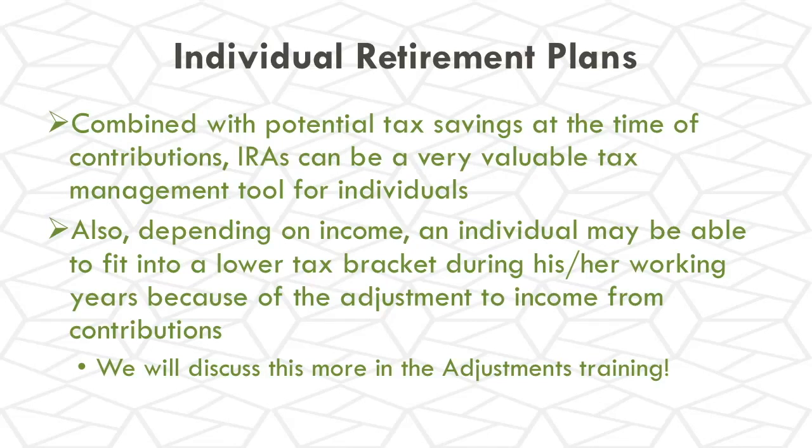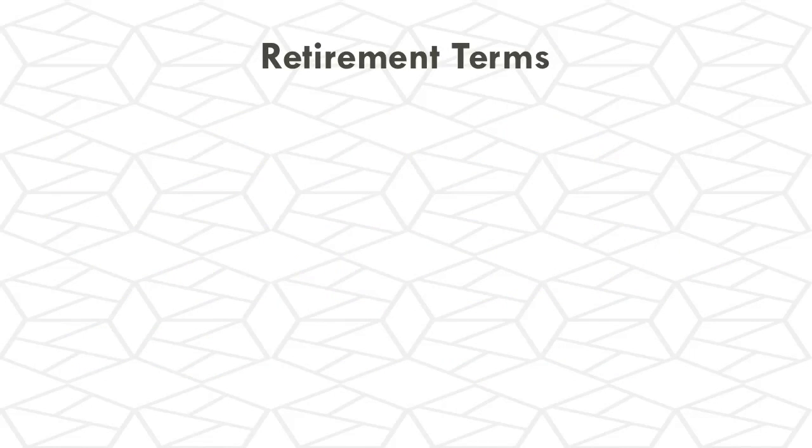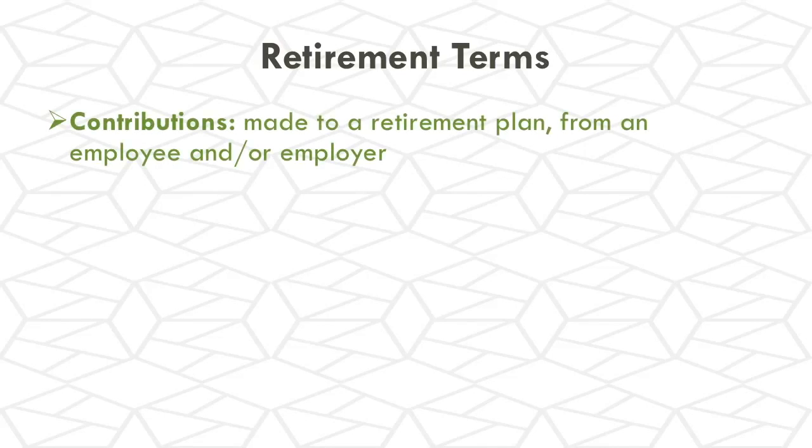So before we move on to talking about the logic behind how retirement plans actually work, let's just talk about some general terms that we need to know when discussing retirement income. I've already referred to some of these, but I just want to make sure that you have a firm grasp on these particular terms. So first of all, we have contributions. This seems fairly obvious, but just in case you're not sure, a contribution is what is made to a retirement plan from an employee and or an employer, depending on the type of plan.